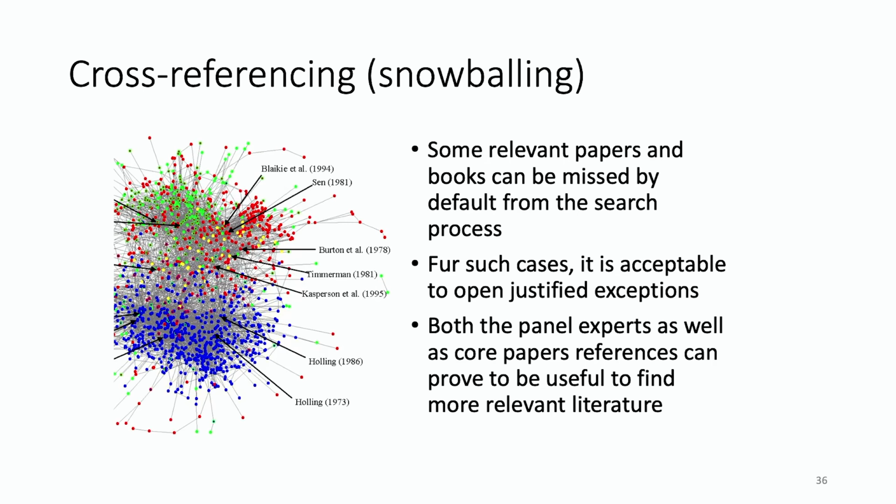When you do cross-referencing, that's what we commonly call snowballing. You can find relevant papers and books that have been missed from your search, but you can find them in the references of the papers that you read, and you can add them as an exception. It is acceptable, and your panel experts can also add some. So this is where you can introduce some new literature in your set.